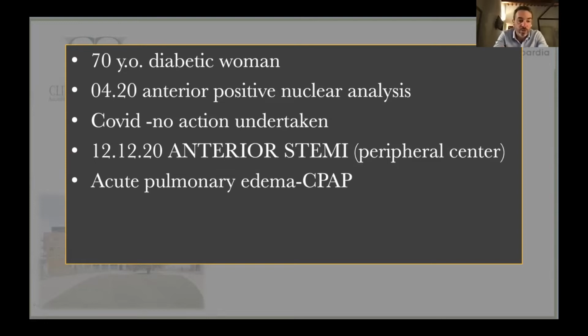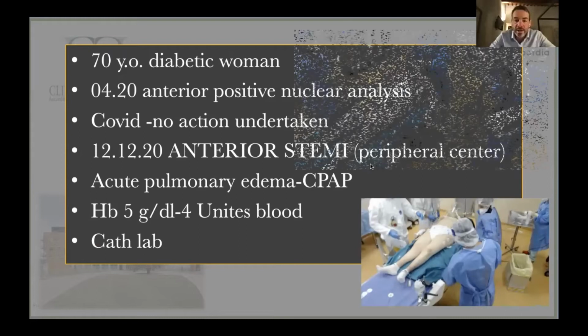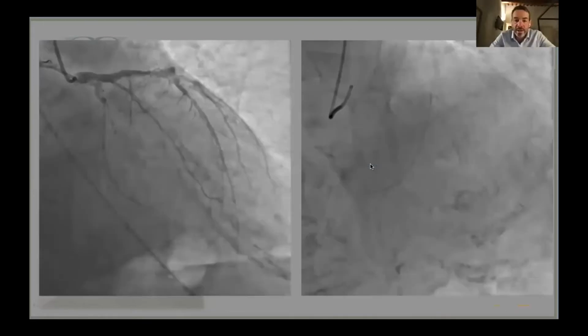She was also in acute pulmonary edema, so she underwent CPAP, and she had an active bleeding with a hemoglobin of 5 grams per deciliter. So they also gave her 4 units of blood. Then she came to our cath lab. We had to intubate this woman, and then we managed to see the coronary arteries.